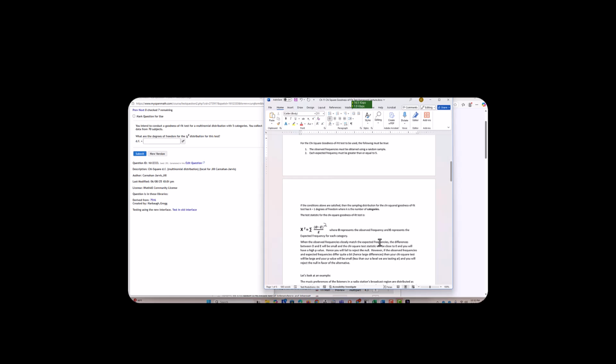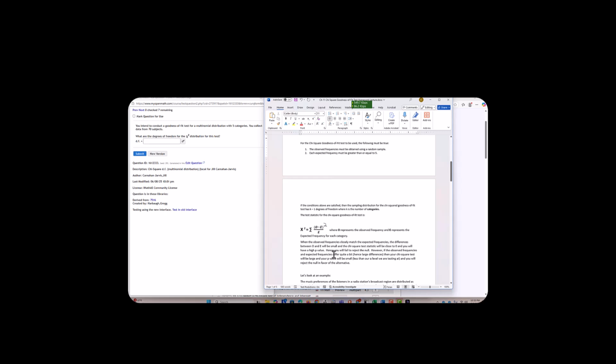But anyway, your test statistic for the chi-square goodness of fit test is going to be chi-squared. And notice that chi is more like a script x rather than a plain x here. It's going to be the sum of your observed minus your expected, squared, and then divide that by your expected. Okay? We're going to use technology to do most of it for us.